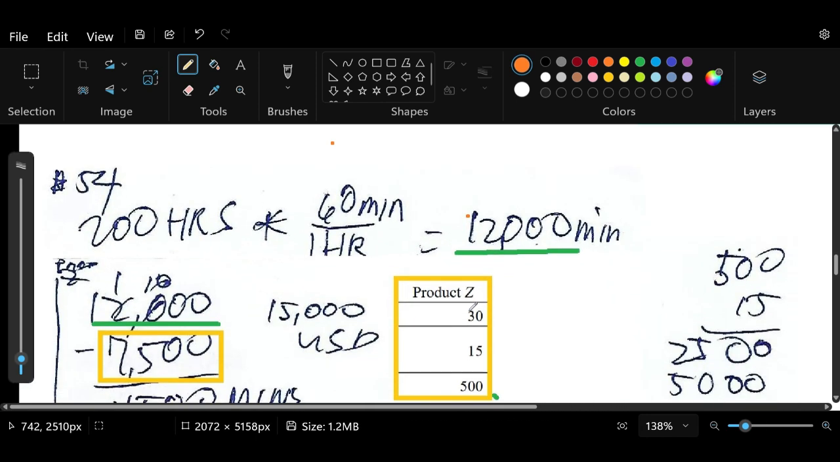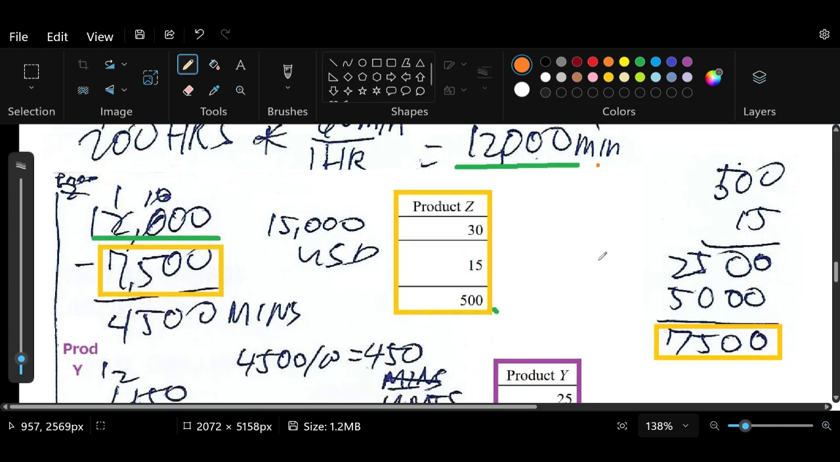The next thing that we can do is to try out another possibility. And again, the maximum amount of time that we have is 12,000 minutes. Here in this case, we can try out going for the maximum amount of products that we can make with product C. And again, the amount of money that we can make for product C is 15,000. And as for the amount of time that it will consume, it's 7,500, given the math that we did previously. Okay?